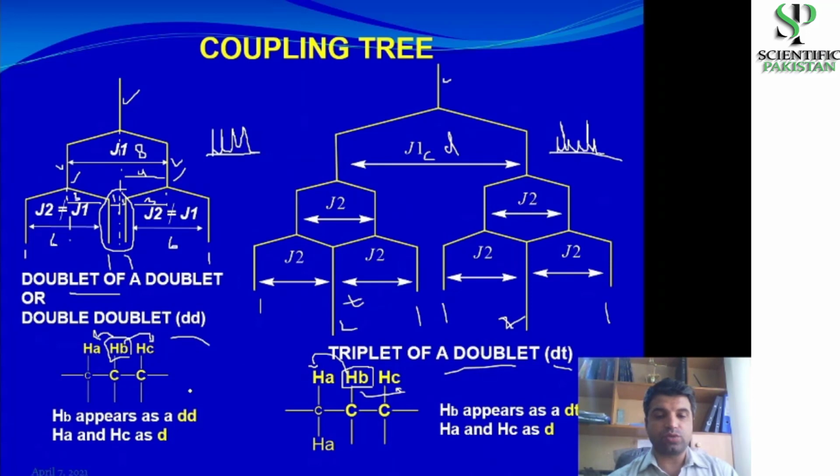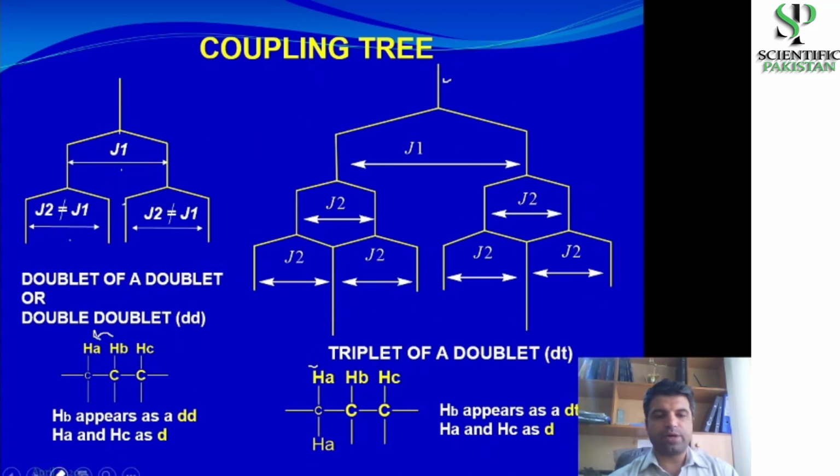But if you have this situation, we have a double doublet. Now, you do not have only one coupling constant value. In fact, we have two, J1 and J2. So you have to calculate both of them, all right? Now, you can calculate J2 from here. If you label them as 1, 2, 3, and 4, J2 is equal to the difference between 1 and 2 multiplied by the spectrophotometer frequency, or it is also equal to the difference between 3 and 4 multiplied by the spectrophotometer frequency.